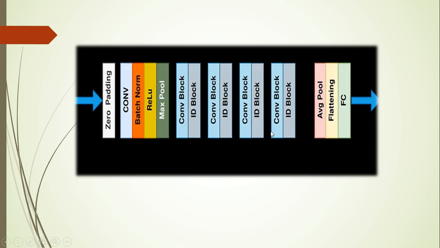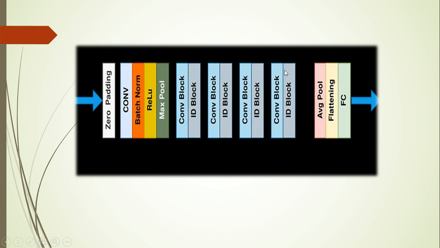Then come to the residual blocks. This is also important because this consists of 2 convolution layers followed by batch normalization and so on. And the output of the second layer is added to the input of the residual block. That means it is continuous.